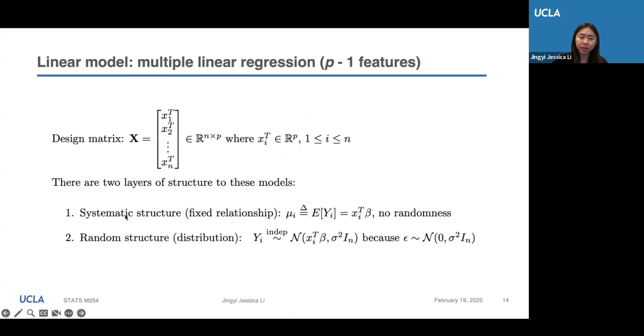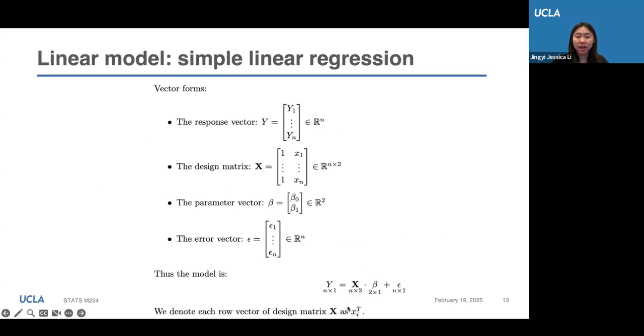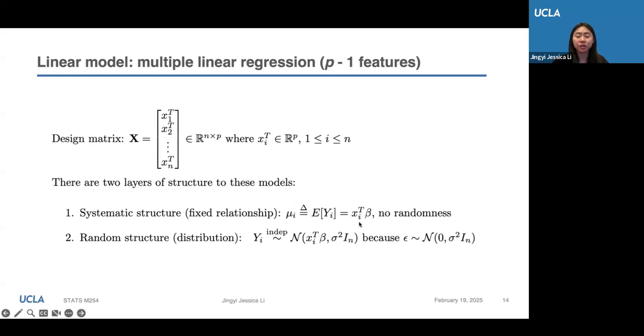The first layer is what we call the systematic structure, a fixed relationship with no randomness, which is about linking mu_i, which is defined as the expectation of y_i. This triangle is a mathematical symbol for definition. It's defined as, and assumed to be, x_i transpose beta, which is the same as here: the ith row of x multiplied by beta. So this is a vector multiplication, an inner product, and we get a scalar.